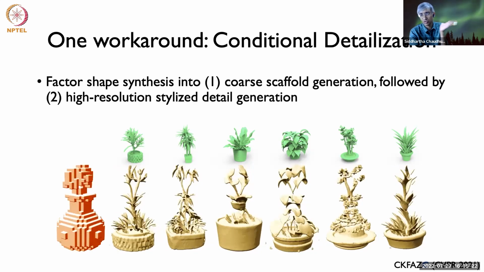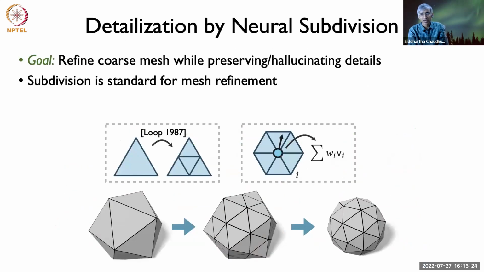I'm going to talk about two different types of detailization. So the first thing I'm going to talk about is, again, because I think this is interesting in the context of geometry processing, a particular type of detailization that is predicated on a very, very, very classical method. And this method is called mesh subdivision. Now, subdivision is a process that is standard for mesh refinement. It's used to define modeling primitives called subdivision surfaces.